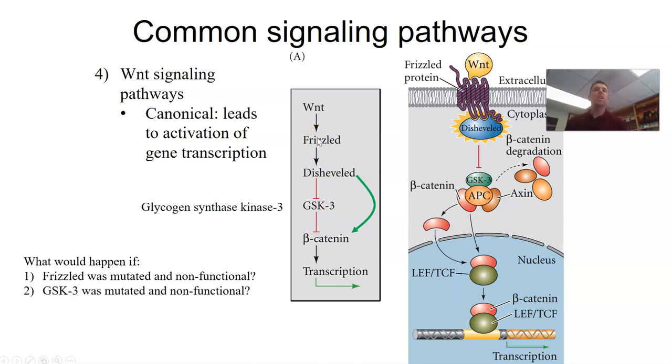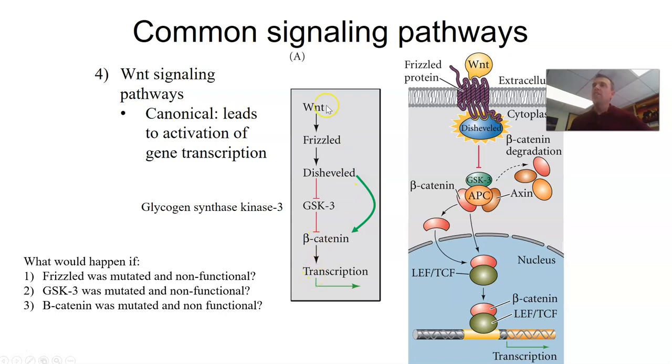But what about if GSK3 was mutated and non-functional? Well, now you don't have the inhibitor. So even if there's no Wnt, nothing is inhibiting beta-catenin. Beta-catenin is constantly going into the nucleus and causing transcription. So if GSK3 was inhibited, you lost your natural inhibitor as part of the double negative gate. Therefore, transcription's always on. And finally, if beta-catenin's mutated and non-functional, in this case, you'd never get transcription.